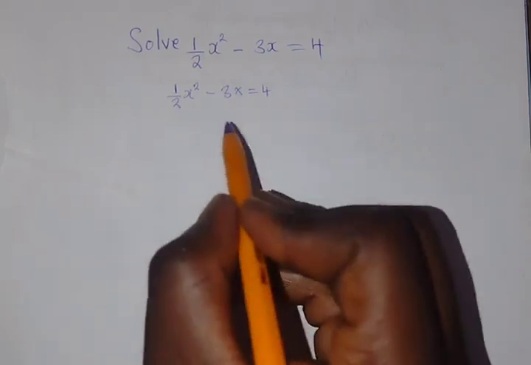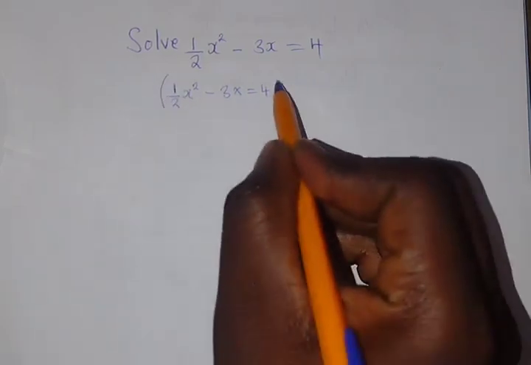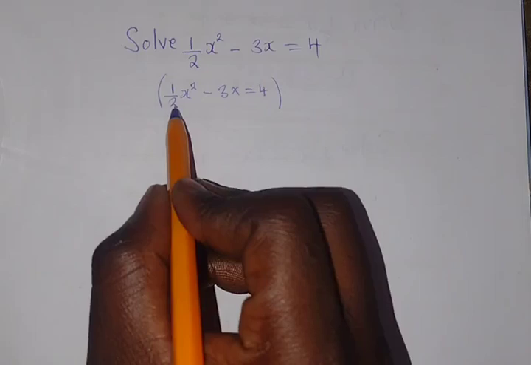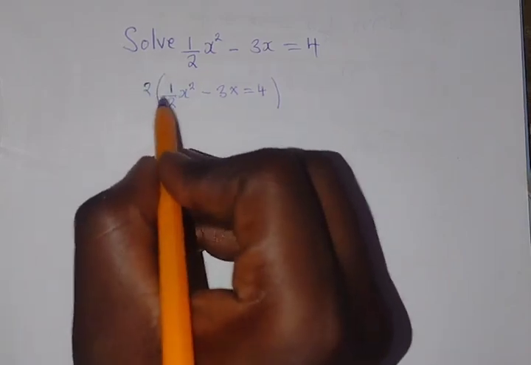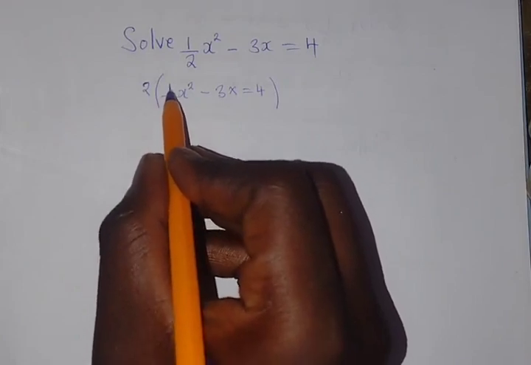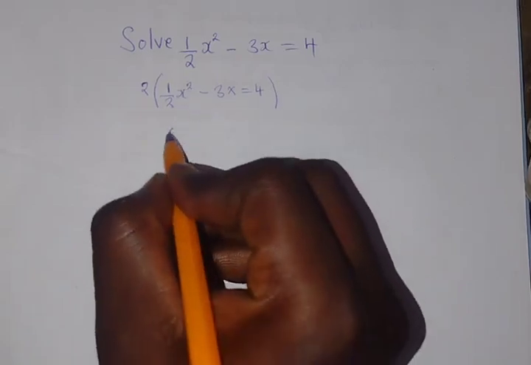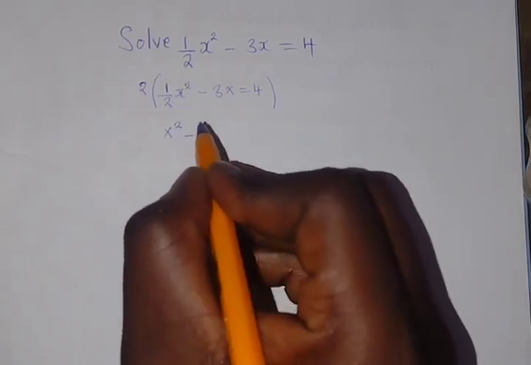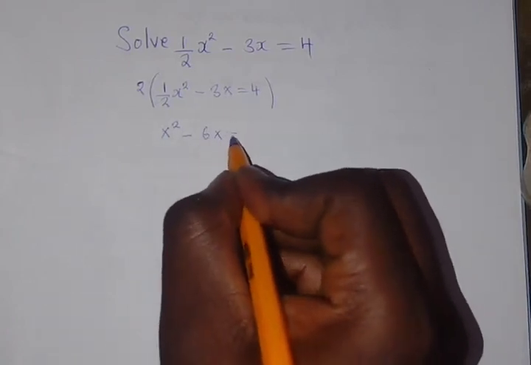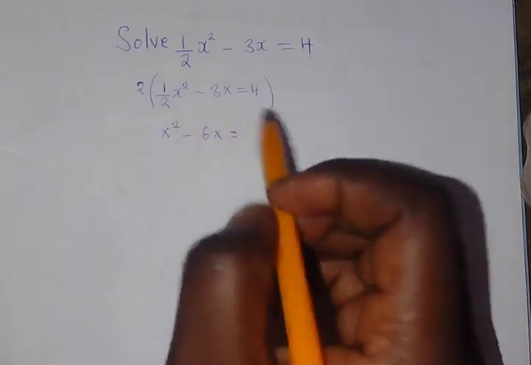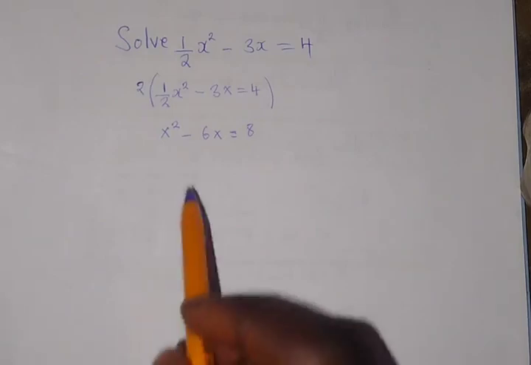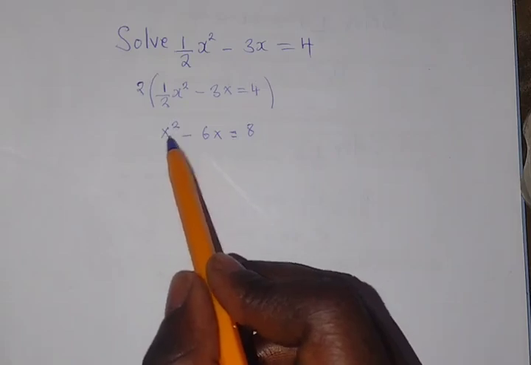What we are going to do is multiply the entire equation by the common denominator, which will be a 2. So we multiply everything. The 2 and the 2 cancel, it's a 1. 1 into 1 is 1. Then we remain with x squared minus 2 times 3x. This will give us 6x is equal to, then we have 2 times 4. This will give us what? 8.